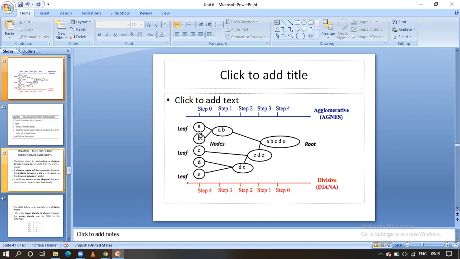But in agglomerative hierarchical clustering, the ending step is that we get the root containing all the objects. That is the root. Divisive hierarchical clustering is the reverse of agglomerative hierarchical clustering. You have to understand the difference between these two, guys.